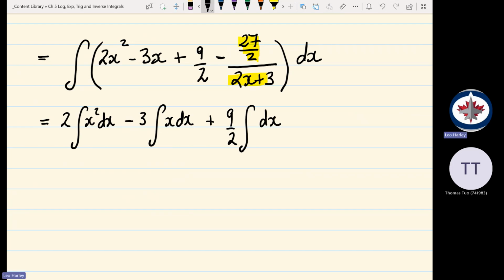And then the last one, interesting. Could I write it as, wait for it, minus 27 times the integral of 1 over 4x plus 6 dx. Is that okay, Marion?